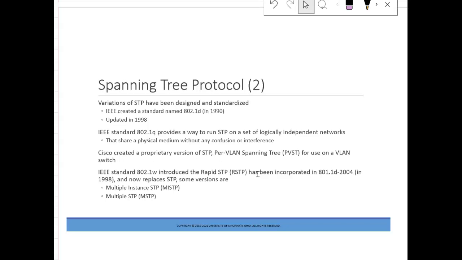IEEE standard 802.1w introduced the rapid STP and has been incorporated in 802.1d-2004 and now replaces STP. Two versions of RSTP are multiple instance STP and multiple STP. These handle more complex VLAN switches and provide redundancy in order to prevent a single point of failure.